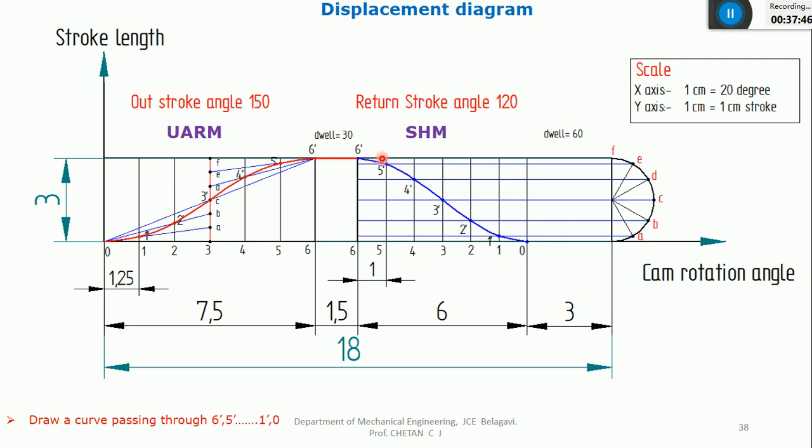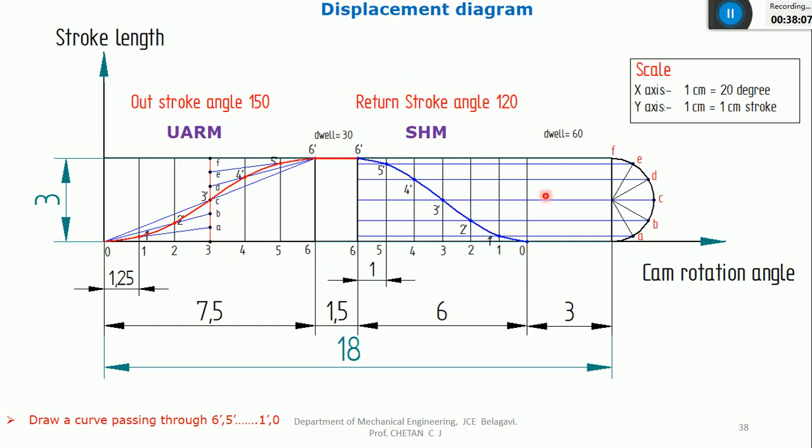It has to pass through all these 6 intersection points. So this is nothing but the blue color curve. You can see the curve passing through all these 6 points, which is nothing but the displacement diagram for the return stroke angle, for the return stroke of the follower.